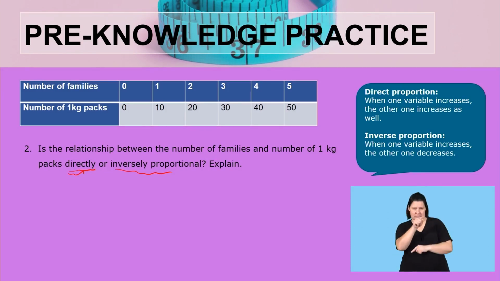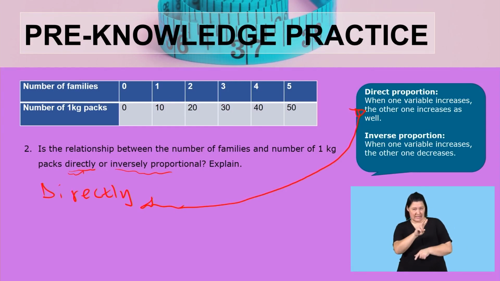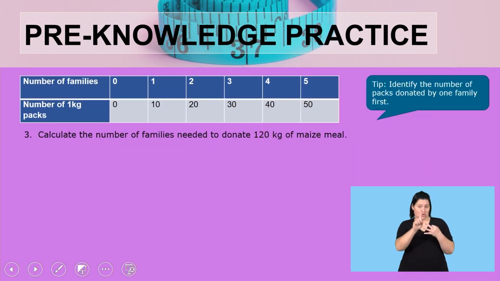So looking at this pattern, you can see that as the number of families increases, the number of bags increases as well. Therefore, the question was, is the relationship directly proportional or inversely proportional? Then we say the relationship, therefore, is directly proportional. Why is it directly proportional? Mainly because when one variable increases, the other one increases as well. So I hope you can see from the graph that the increase in one variable causes the other variable to increase as well. So let us move to the third question.